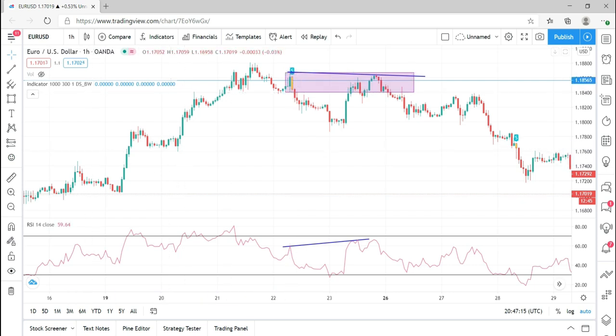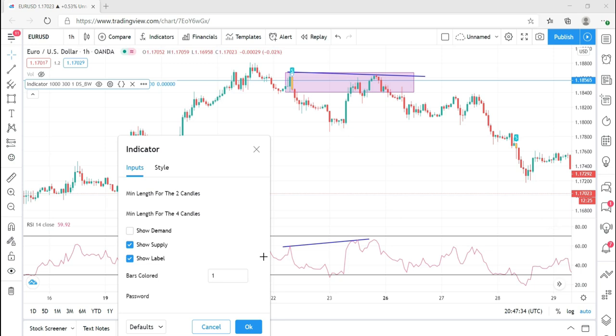And another cool thing you can do is, right now we only have supply right here. But if you want to turn on demand, you could. Okay, and you will start to see demand levels right here. And also if you want to turn off the label, you could. And notice how I turn off the labels. Okay, now let me turn it back on. S for supply and D for demand. And also you can change the strength of the zones, meaning you can have more zones or less zones, and you can change the color of the candles and more.